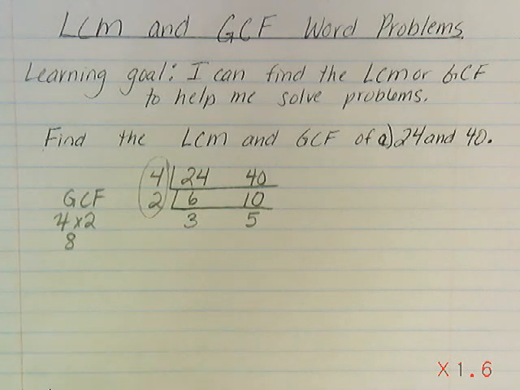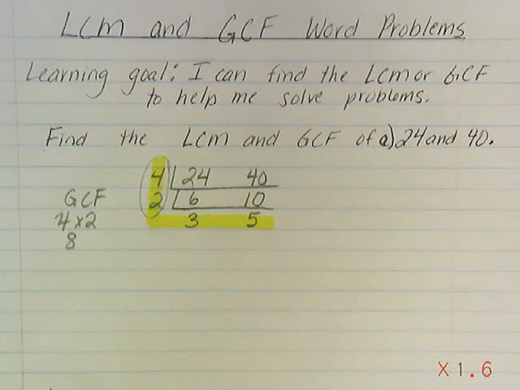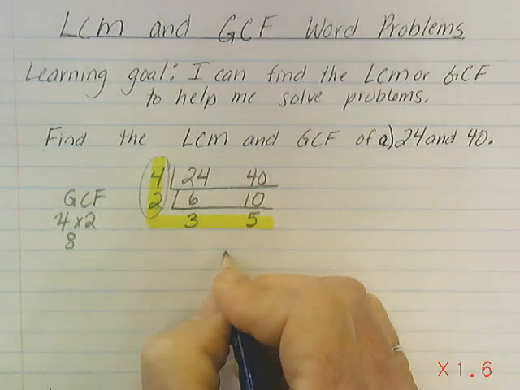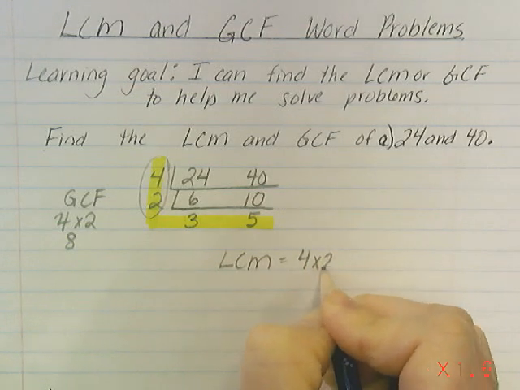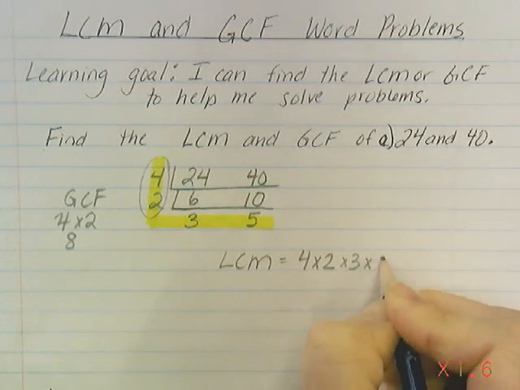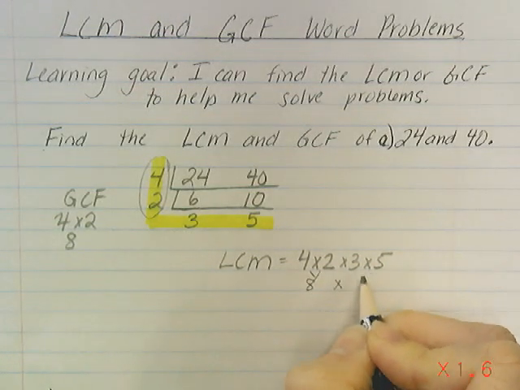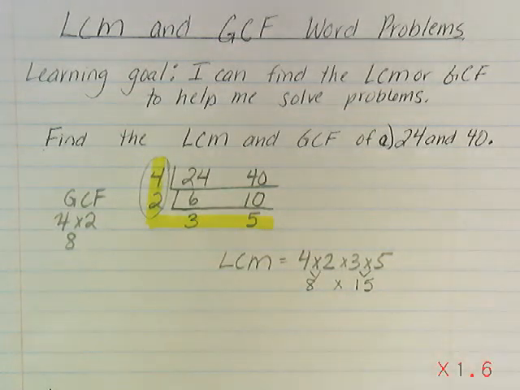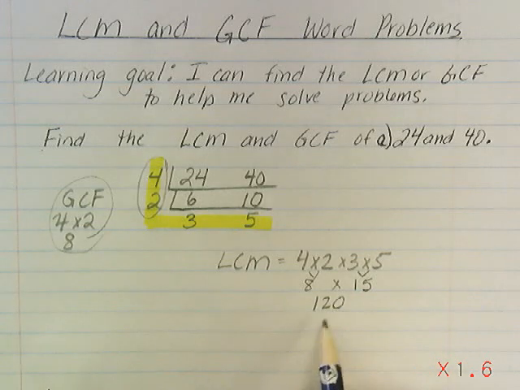Now to find the LCM, we're going to multiply the numbers on the outside here. And it's going to form this L shape. That reminds me that I'm finding the LCM. So my LCM for 24 and 40 would be 4 times 2 times 3 times 5. 4 times 2 is 8, and 3 times 5 is 15. 8 times 15 would be 120. So our least common multiple is 120, and our GCF, greatest common factor, is 8.